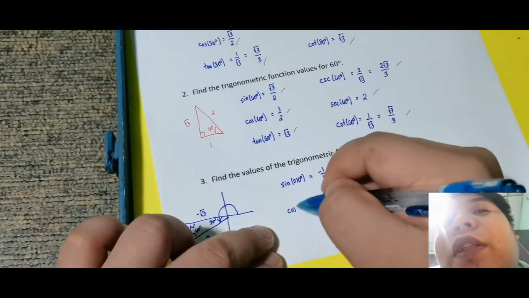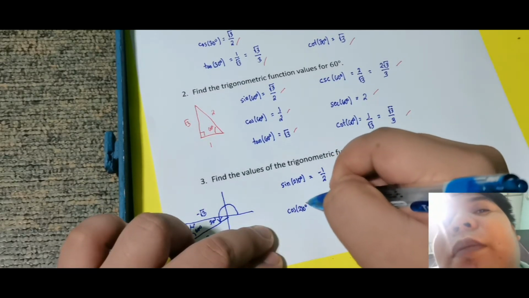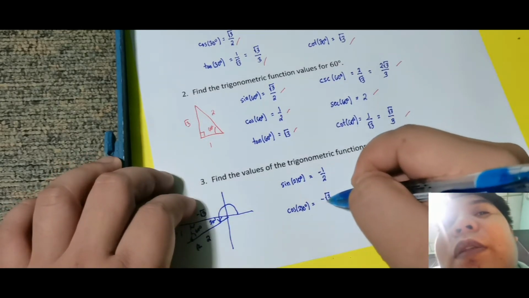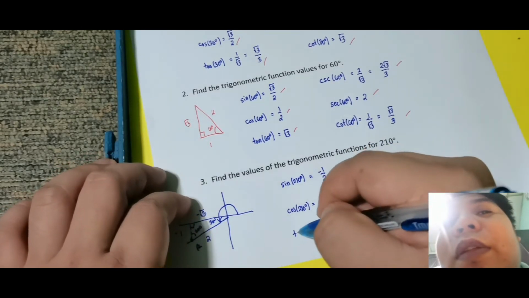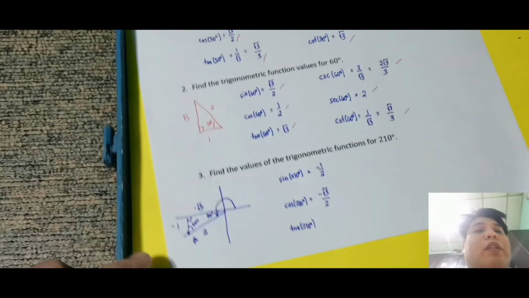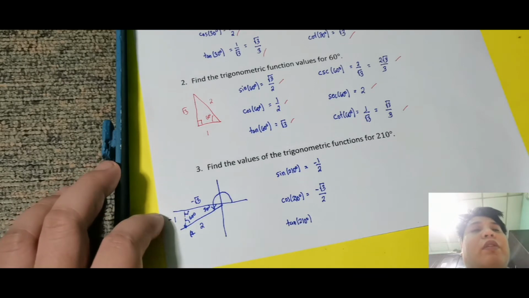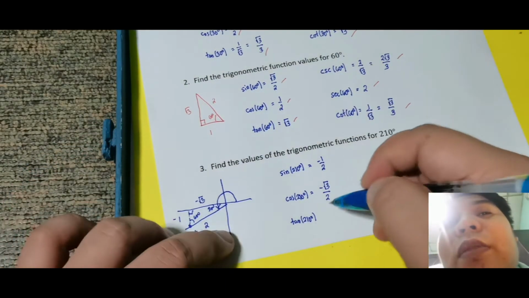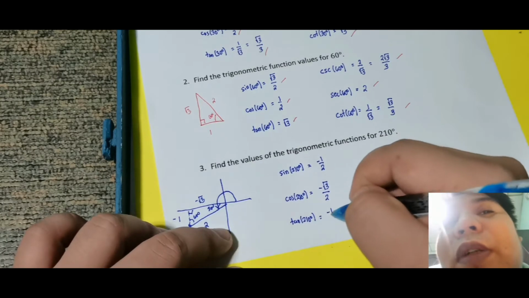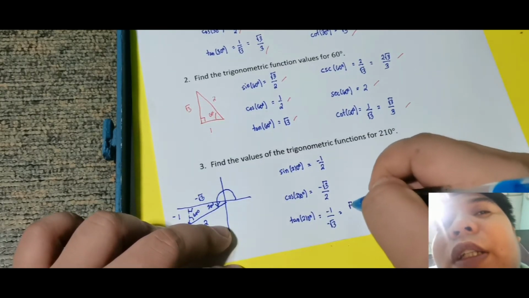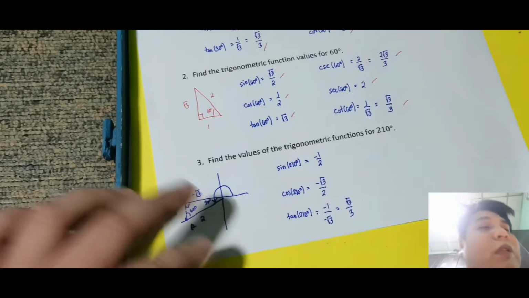Next is cosine 210 degrees, that is negative square root of 3 over 2. What is tangent? Tangent 210 degrees is equal to, that is opposite over adjacent. So, that is negative 1 over square root of 3. Or simply, this is negative 1 over negative square root of 3. Or, pag ni-rationalize, that is square root of 3 over 3. Kasi matatanggal din yung negative.